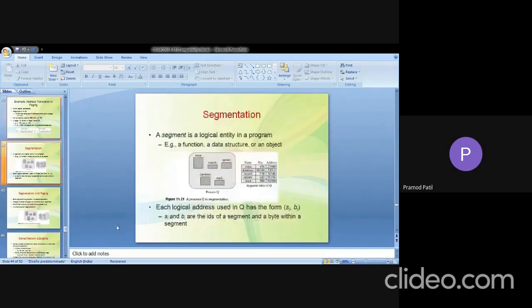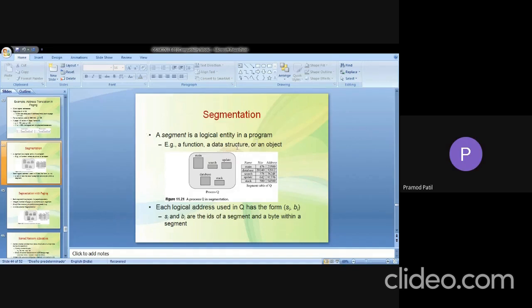Then next we have segmentation. In case of segmentation, a segment is a logical entity in a program. In the previous lectures we have also seen segmentation. Segmentation means you are going to divide the memory into blocks based upon its usage. So we have a code segment where the instructions are stored, a data segment that only holds the data, a stack segment, an extra segment, like that. Segment is a logical entity in a program, which means it is not divided physically, but logically it is divided.